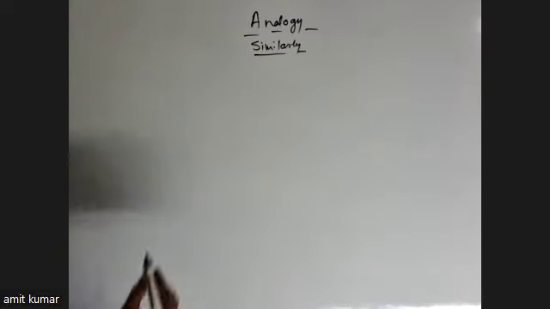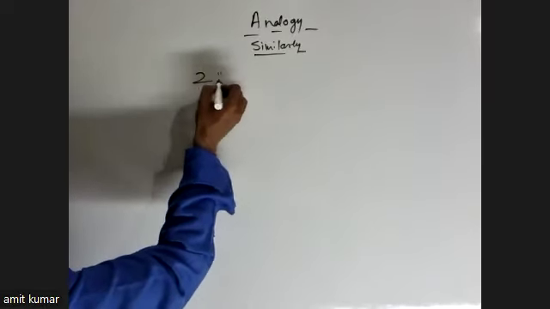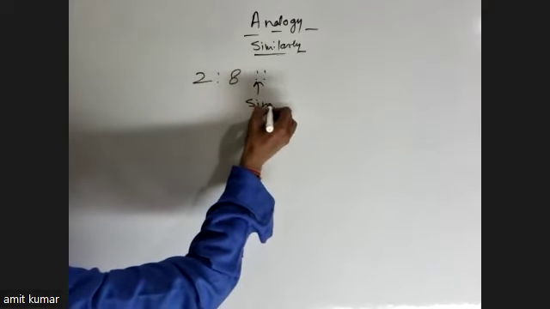So how will we relate? For example, there will be a sign of analogy. How 2 is related to 8. Similarly, that is the analogy sign. It also means similarly.